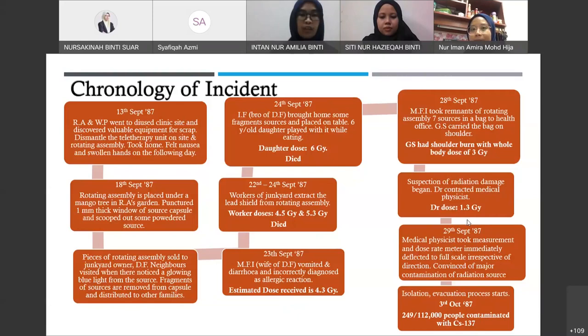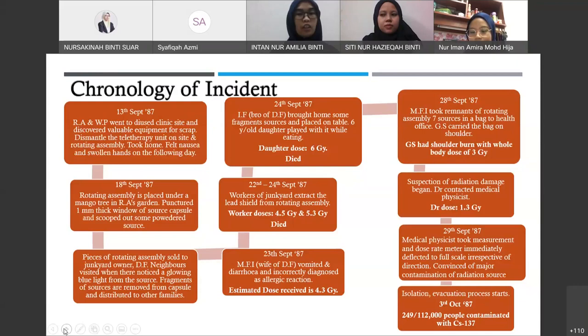The workers of the junkyard owner also extracted the lead shield from the rotating assembly and they eventually died too, from doses of 4.5 to 5.3 gray. On the 24th of September, the brother of the junkyard owner brought home some source fragments and placed them on the table. And his innocent daughter played with it while eating. The direct consumption of the cesium-137 caused her to die from 6 gray of radiation.